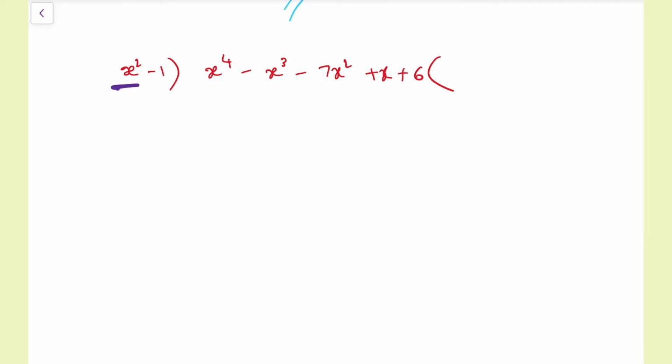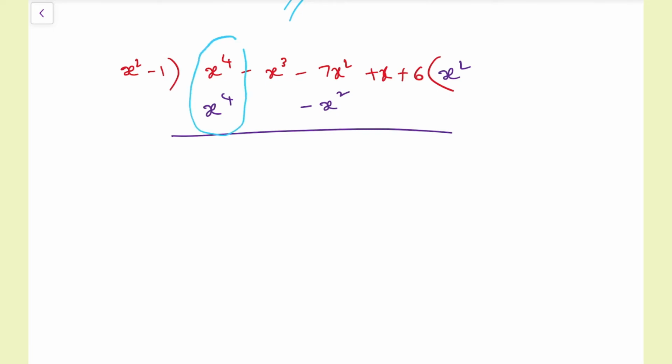X square should be multiplied by which number? We will get x power 4. Obviously, it is x square. If we multiply x square with x square, we will get x power 4. Next, x square we multiplied with x square means minus 1 also we need to multiply with x square. Minus 1 into x square is minus x square. Power 4 term I wrote under the power 4 only. Power 2 term I wrote under the power 2 term only. If you write like that, you won't make any mistakes.